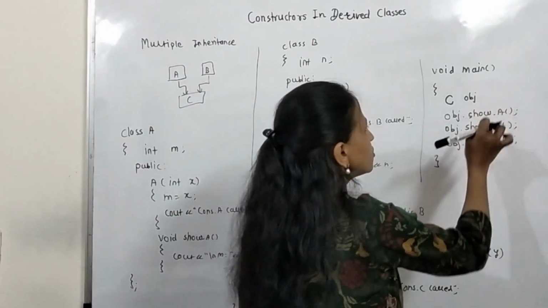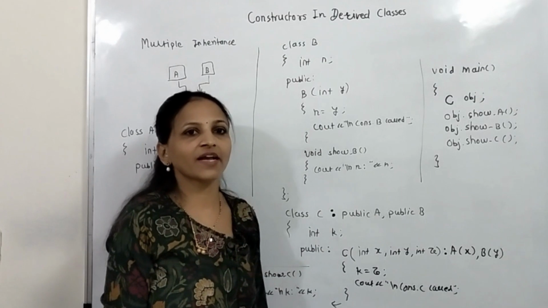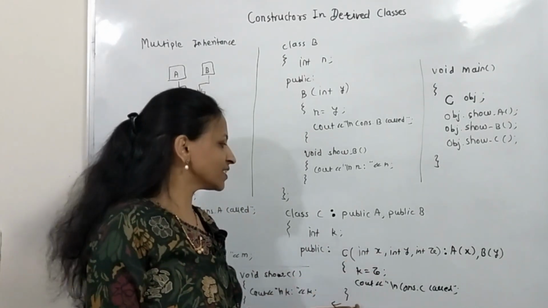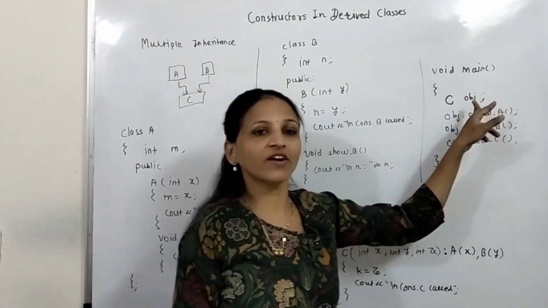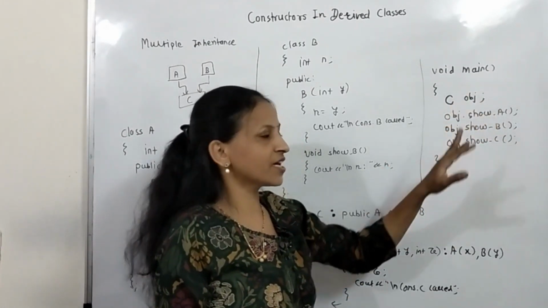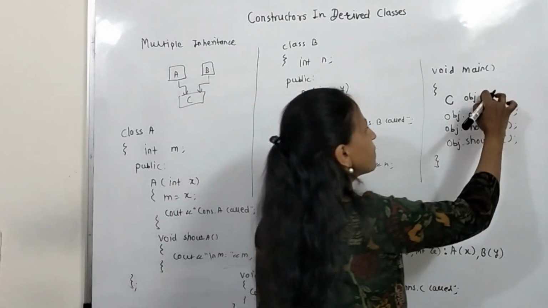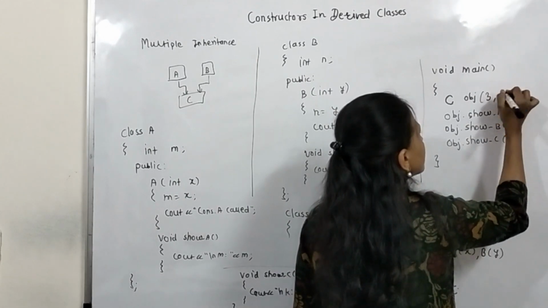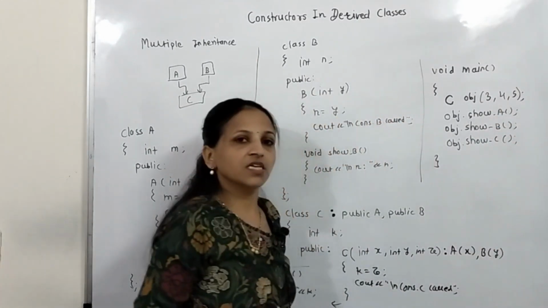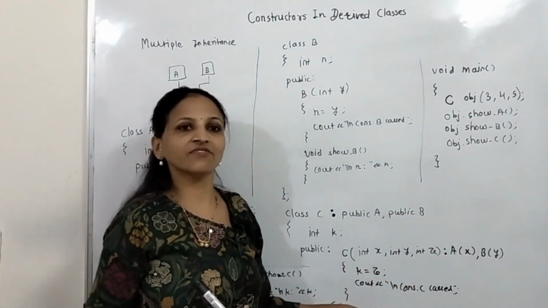See here, while creation of object, if you create an object like this, you will get a compile time error, because if this class is having only a parameterized constructor, then there is a compulsion that while creation of object you have to pass arguments. That's why we have to pass here 3 arguments. It is mandatory, compulsory, let's say 3, 4, 5. These values I am passing. Now what will happen? Automatically the parameterized constructor of class C will be called.